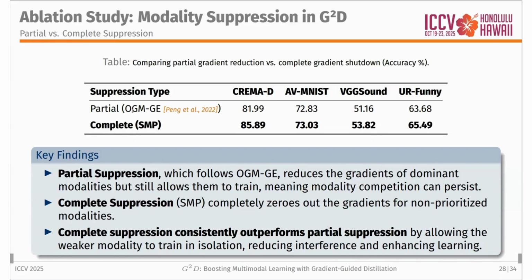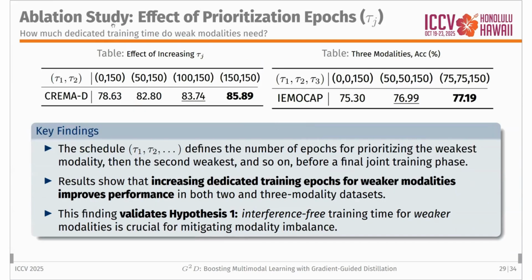Partial suppression, which was introduced in OGM-GE, we also tried in our method, where instead of completely zeroing out the gradients, we use a fraction of it. And we see that this doesn't work as well as our method, where we completely suppress the other modalities and allow the weak modality to train in isolation. And this works better.